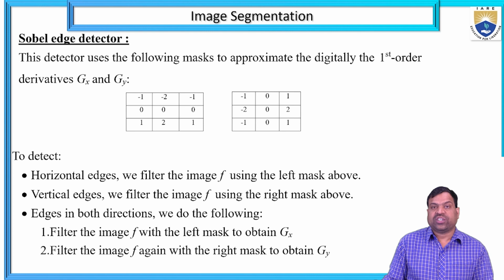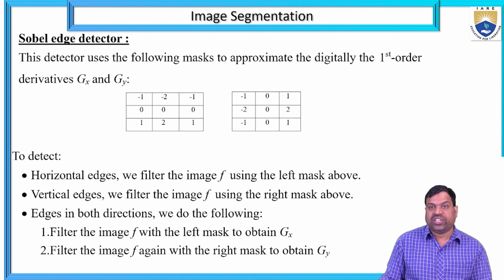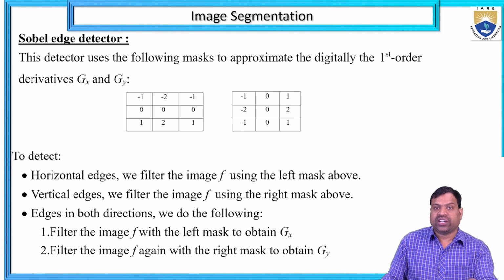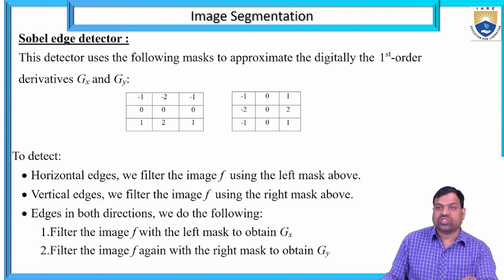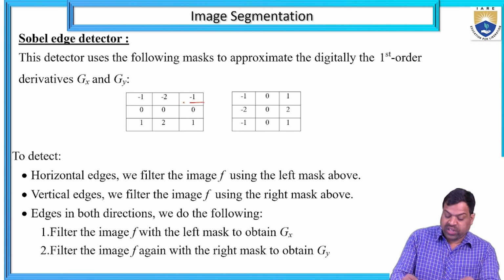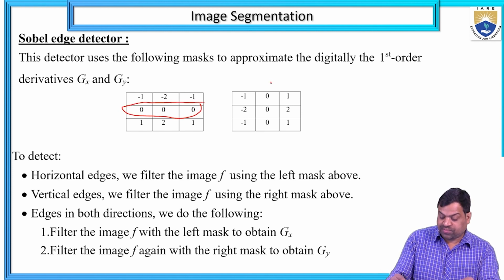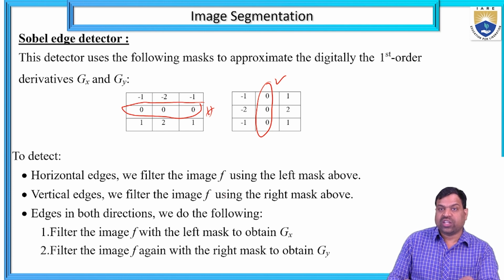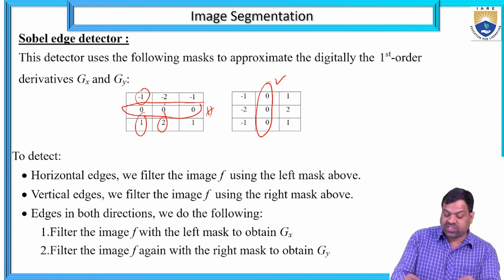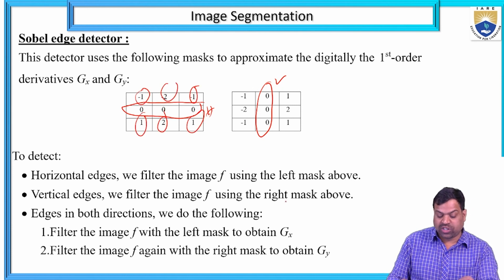And the Sobel edge detector, we already discussed in edge detection. One of the most important things is the Sobel edge detector, and this detection process follows the mask technique approximated digitally with the first order derivatives Gx and Gy. I take zeros, like this, for horizontal and vertical. In any Sobel edge detector, we have to take the zeros as horizontal and vertical, and the remaining values we take as per intensities, positive or negative values.